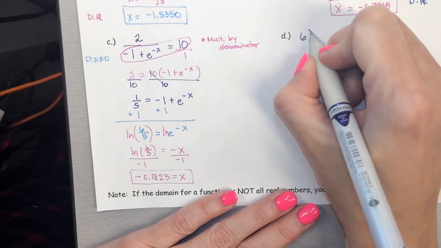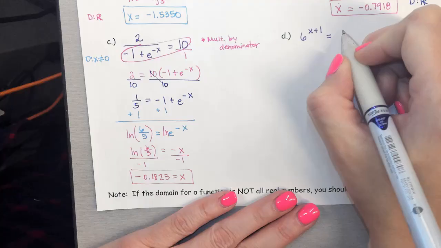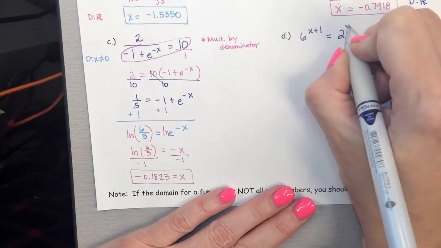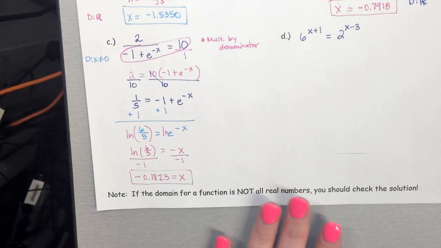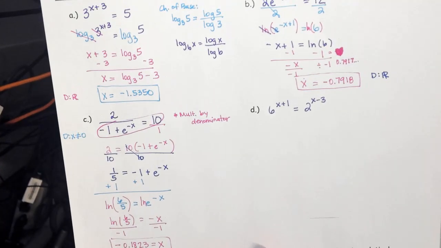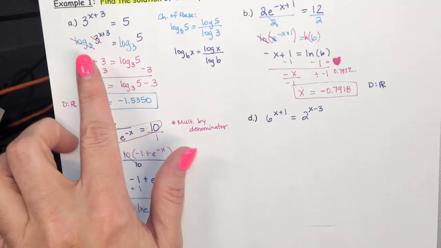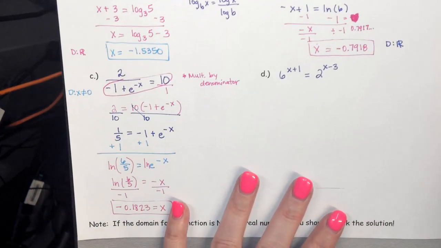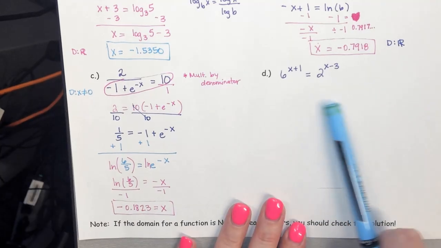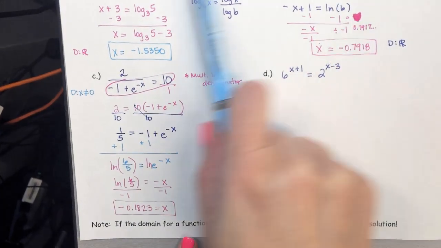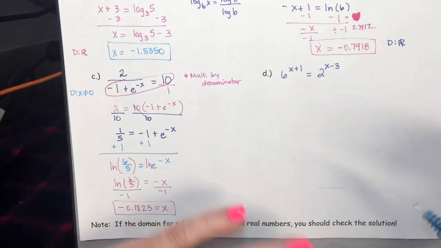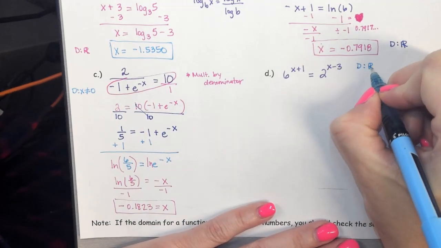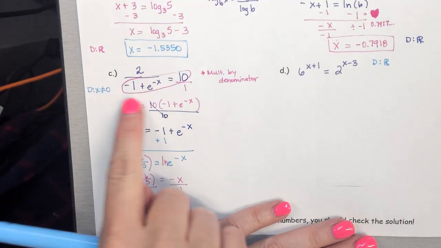Okay, and then here we have 2 different bases. All right, so when you have 2 different bases, I don't recommend doing the log of 1 base. You can do that, you just won't have cancellations on both sides. So a lot of times what we do is the common log. And if you have an exponential function, all of these have been exponential, your domain is going to be all real numbers.